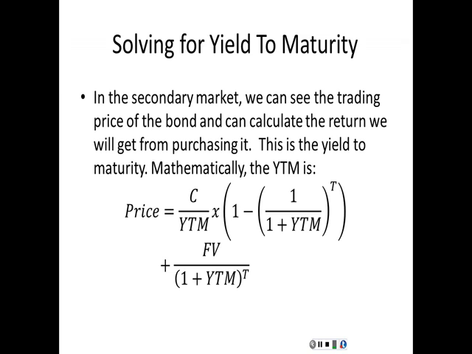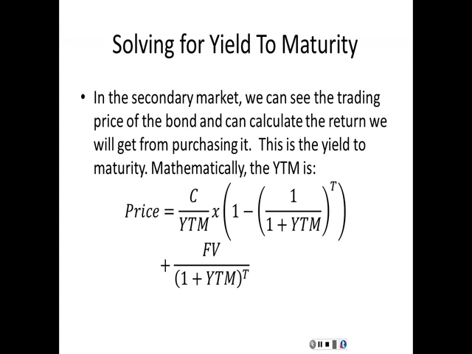To solve for the yield to maturity essentially is, if I pay a price for a bond, what return do I get, assuming I get these cash flows? So in other words, what return or what interest rate, when I discount the bond coupons and face value, makes them add up to the price I pay?